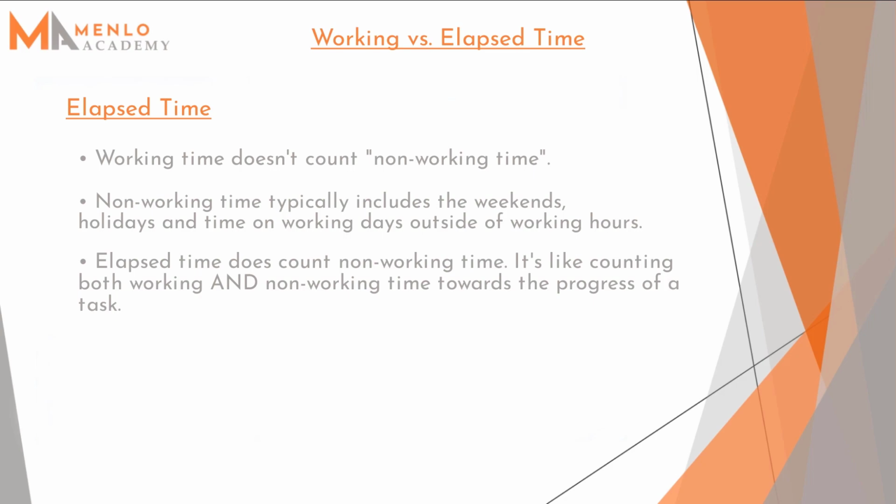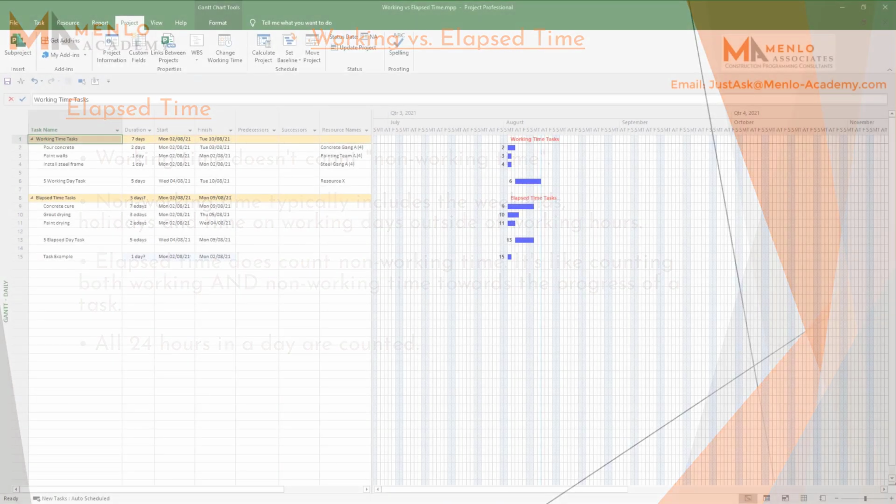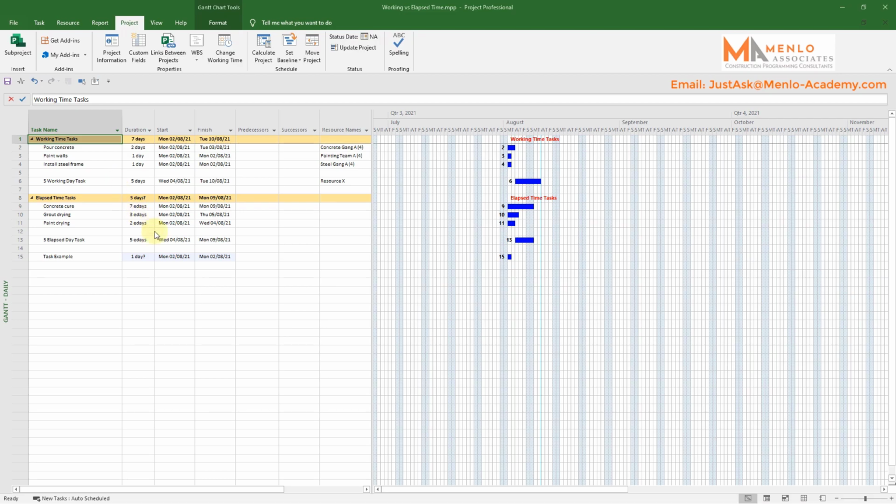So one elapsed day in Project is a period of 24 hours. If you tell Project that a task has a 5-day elapsed duration, it's going to count forward 120 hours. So if such a task started at the very beginning of Wednesday, it wouldn't finish until the very beginning of the following Monday. How do we tell Project that we want our duration to be an elapsed time?